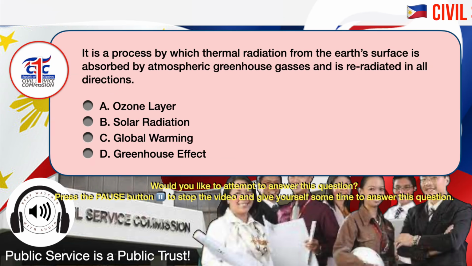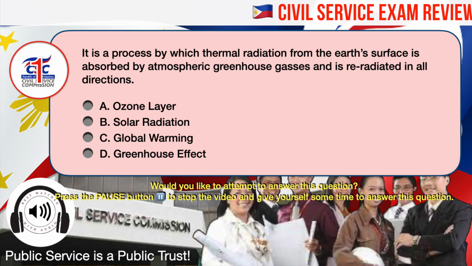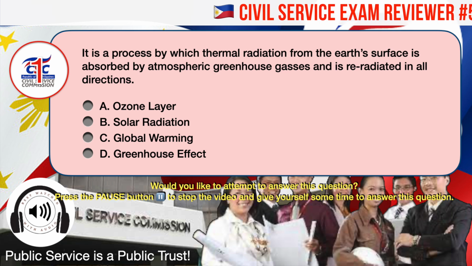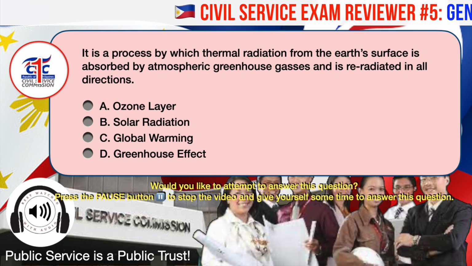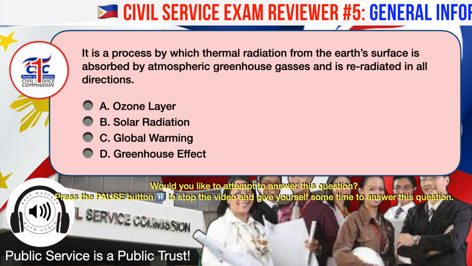Question number 1. It is a process by which thermal radiation from the Earth's surface is absorbed by atmospheric greenhouse gases and is re-radiated in all directions. A. Ozone layer. B. Solar radiation. C. Global warming. D. Greenhouse effect.